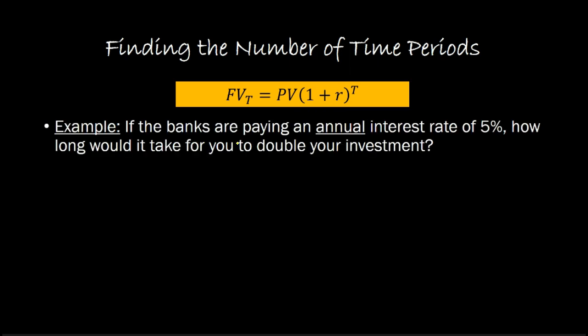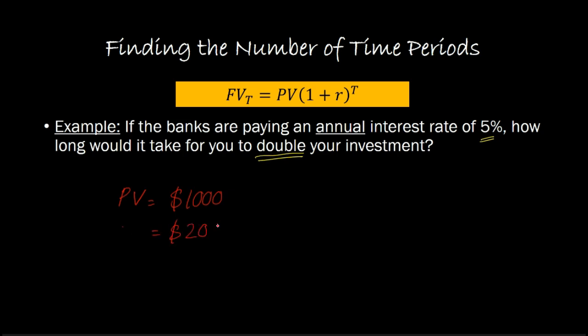So let's suppose that you were told that banks are paying an annual interest rate of 5%. If somebody asks you how long it would take for you to double your investment, then essentially let's make up some number. Let's suppose that in the present you have, say, $1,000. What would be the double of that? Well, the double of that would be $2,000.